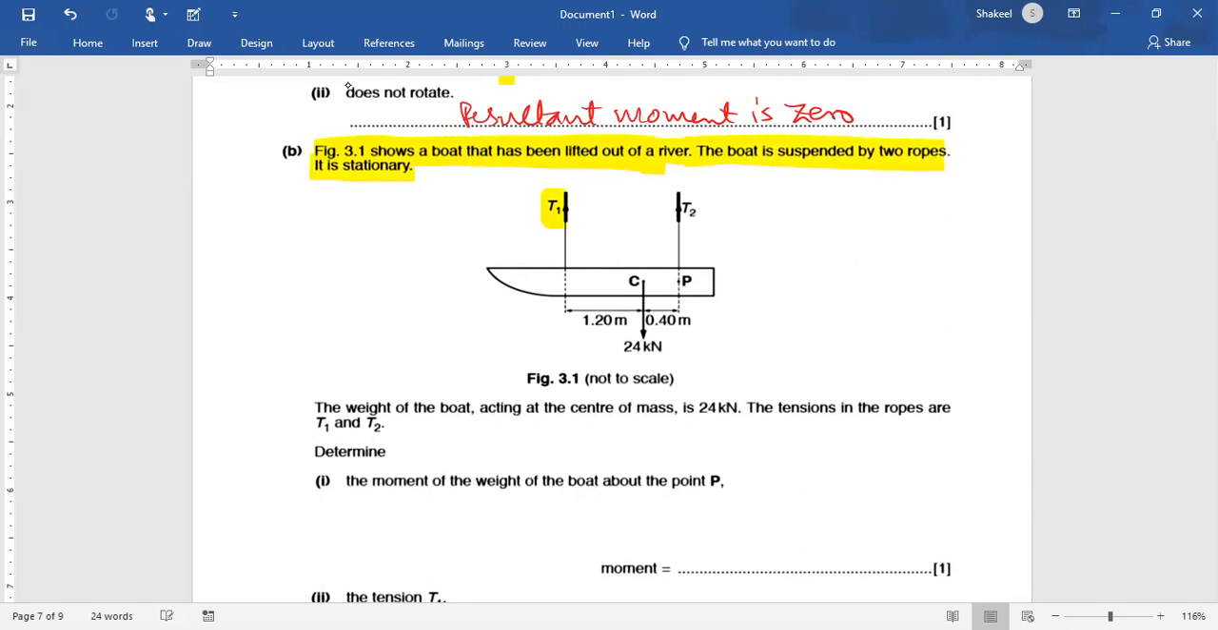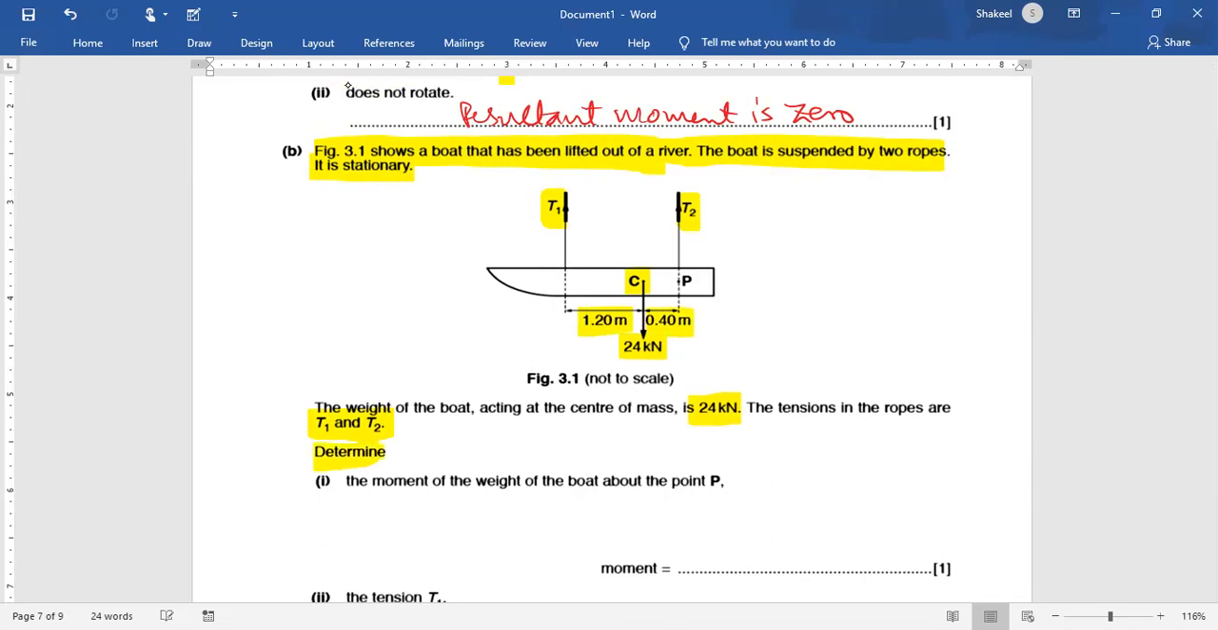So in one rope tension T1 is upward and in second rope tension T2 is upward. Well, the weight of the boat acting at the center of mass is 24 kilonewton. So this is 24 kilonewton, which is acting from center of mass. The tension in the ropes are T1 and T2. Okay, and then the distances of the tension from the center is also given.